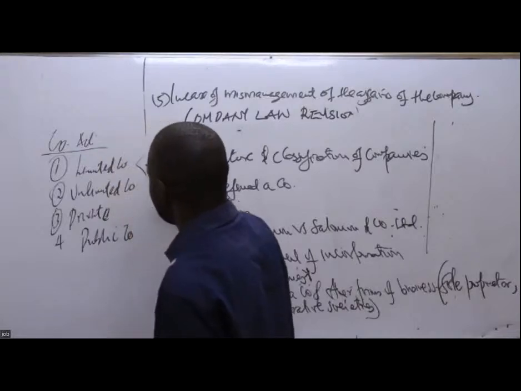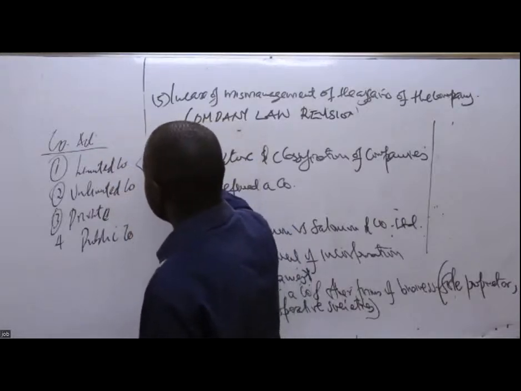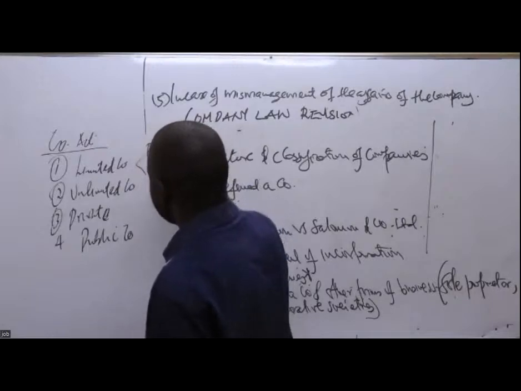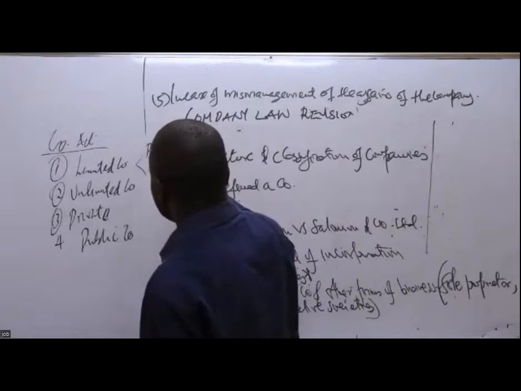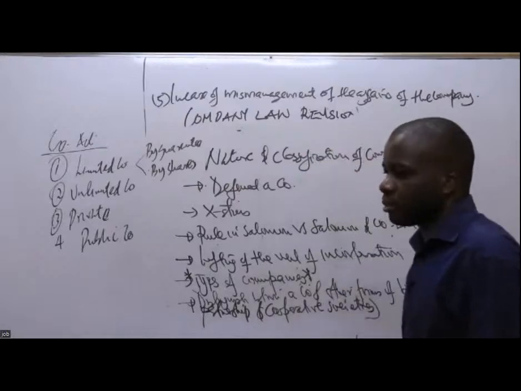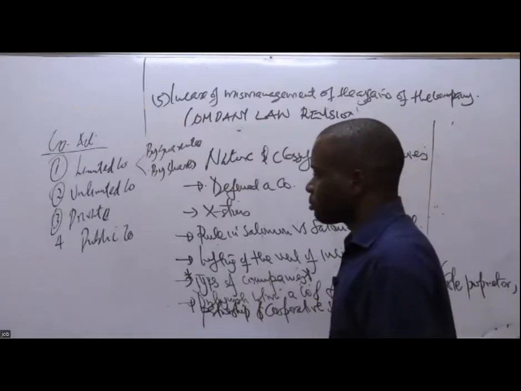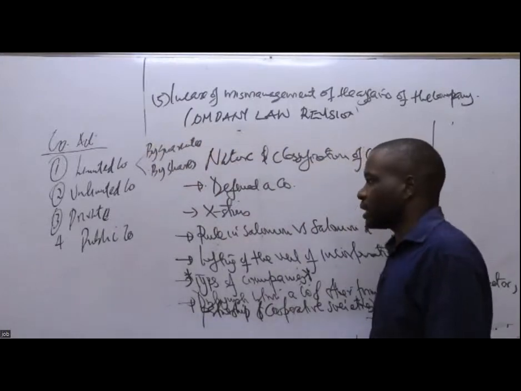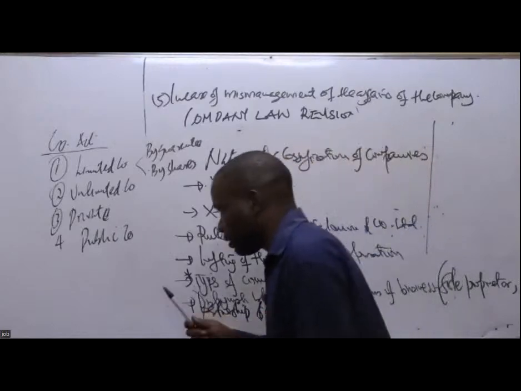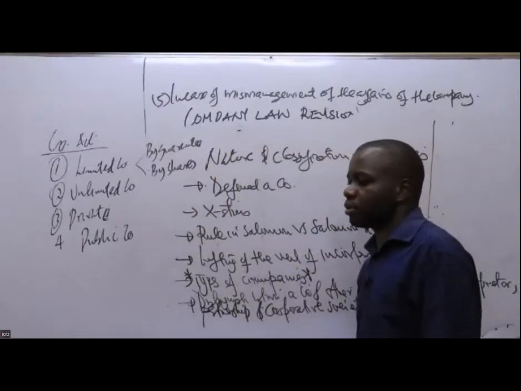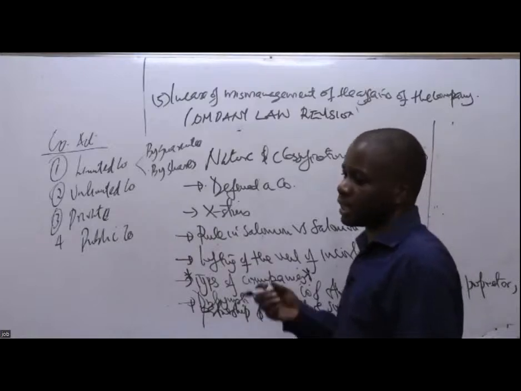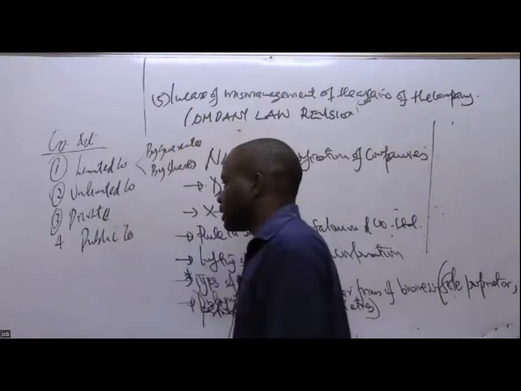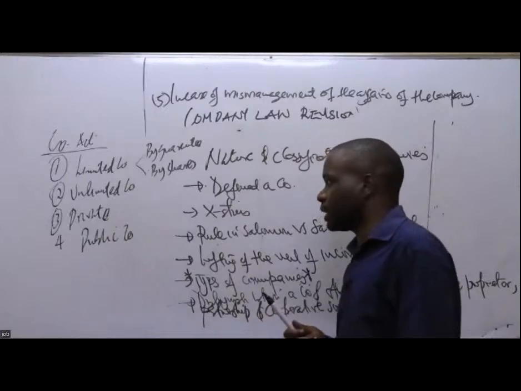So under limited, there are 2. So you can have limited by guarantee, or you can have limited by shares. So that is basically the classification of company, the types of companies under the Companies Act. So you can have either limited company or unlimited company or private company or public company, because they could test and ask what are the types of companies under the Companies Act. So this is what you mentioned: limited companies, unlimited companies, private companies, and public companies.